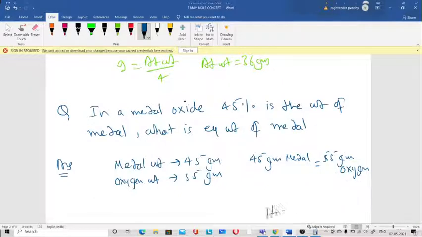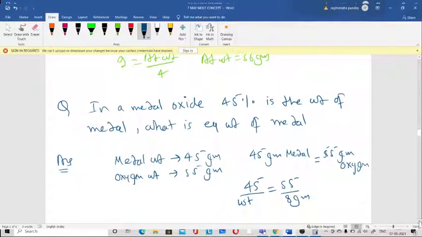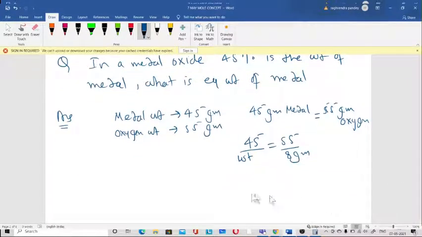So 45 gram of metal is bonded to 55 gram of oxygen. So whatever weight of metal is bonded to 8 gram of oxygen is the equivalent weight, isn't it? So equivalent weight is 45 into 8 divided by 55. This is the equivalent weight. Now you can calculate this and get the answer. Any doubt you can ask.